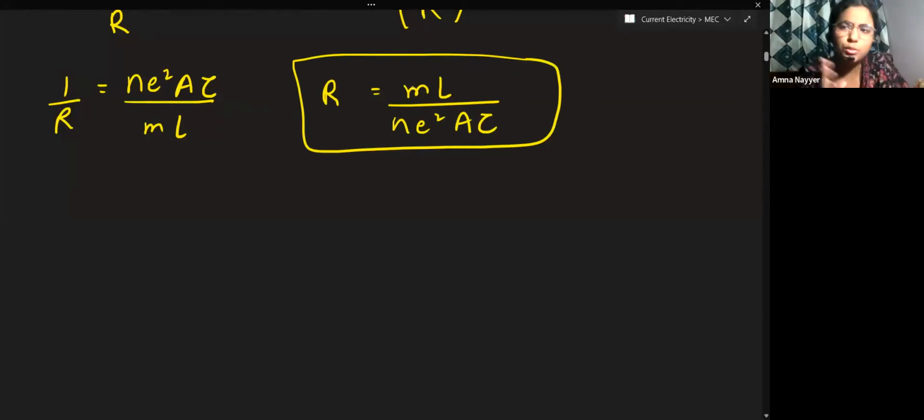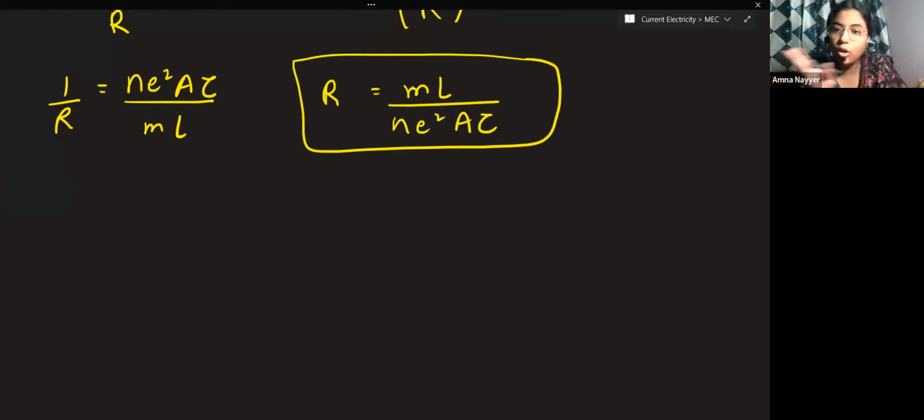Mostly this formula is used in your chemistry. In physics, you have V is equal to IR, that is used, but sometimes this formula also gets used: mL divided by N e squared A τ. Now, what are all these things? What is m? m is the mass of the electron.